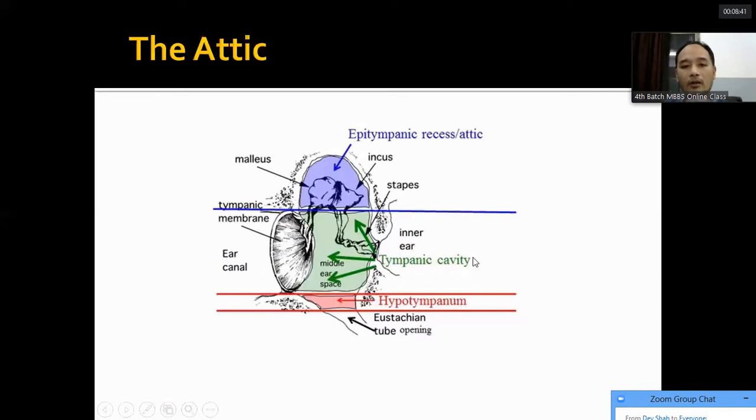The outer wall of the attic is also called the scutum, which forms the bony part of the lateral wall of the middle ear. This is the hypertympanum.